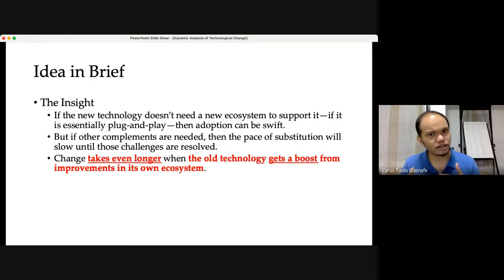Now, change takes even longer when the old technology gets a boost from improvements in its own ecosystem. Just when you think that the old technology has been predicted to die out or become obsolete, all of a sudden there is some sort of impetus or even credible motivation to develop that old technology further, and it actually improves. Well, the change to the new technology will not happen immediately. It will take much, much longer.